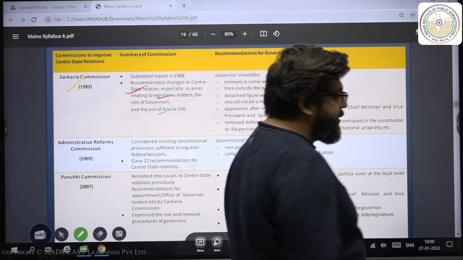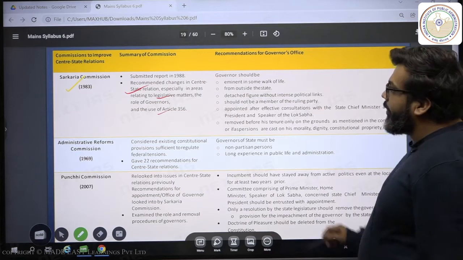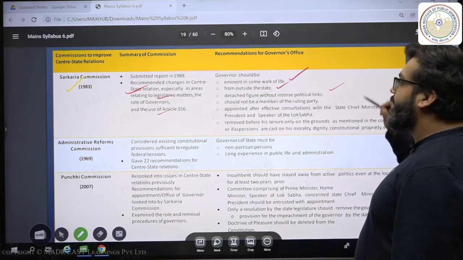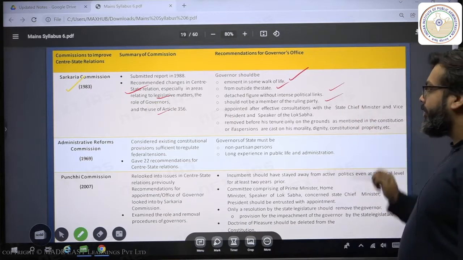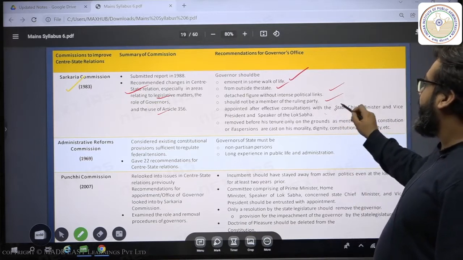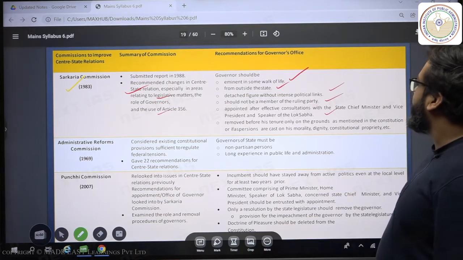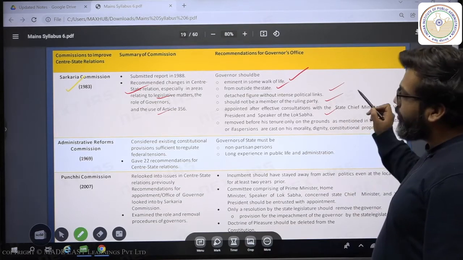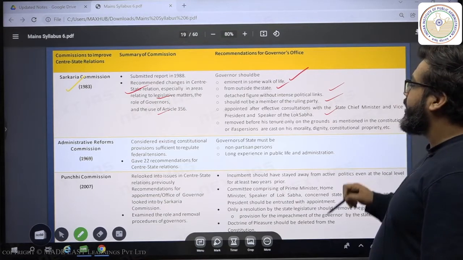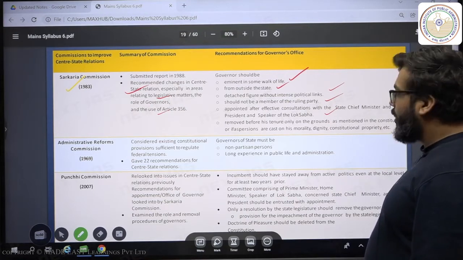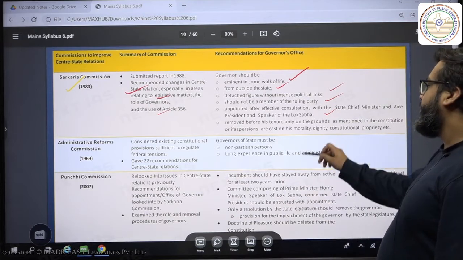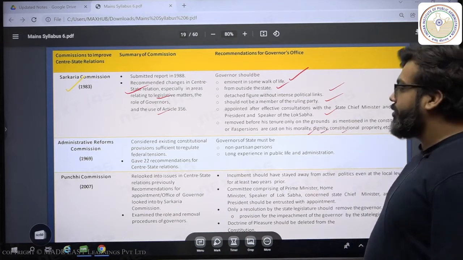Now, a direct question, verbatim from here, in the prelims. The governor should be eminent in some walk of life outside the state, should be a detached figure, not be a member of the ruling party, appointed after consultation with the chief minister, the vice president, and the speaker of the Lok Sabha, and should only be removed on grounds mentioned in the constitution, or if it's a morality, dignity, or a constitutional issue.